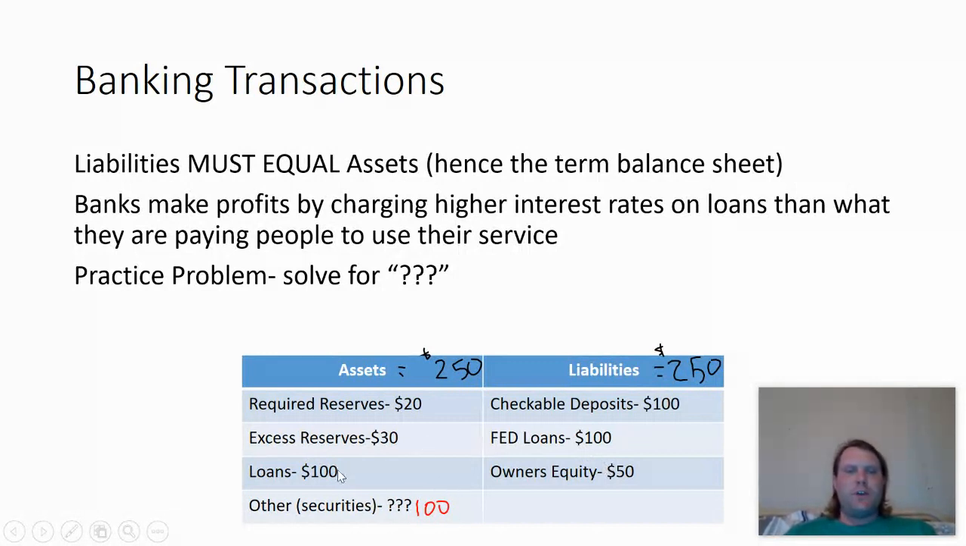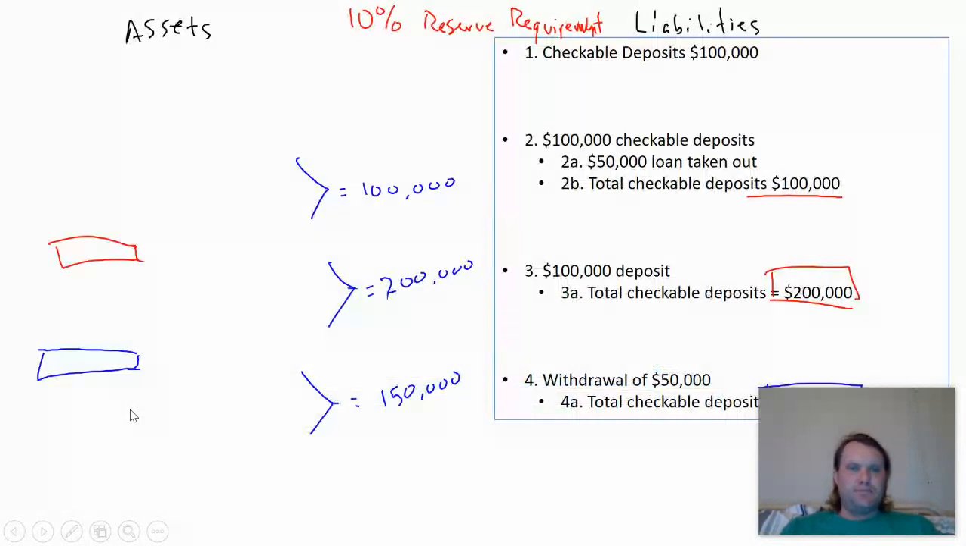A question that you might run across is: here are the required reserves, the excess reserves, the loans, and they ask what else the bank has or is responsible for. So other securities, which could be bonds from the federal government or whatever. It has to be 100 because these have to equal 250. It's a good way to check your work. Sometimes they'll give you all these numbers and ask what the required reserves are, which is probably a more common question than solving for the other section.